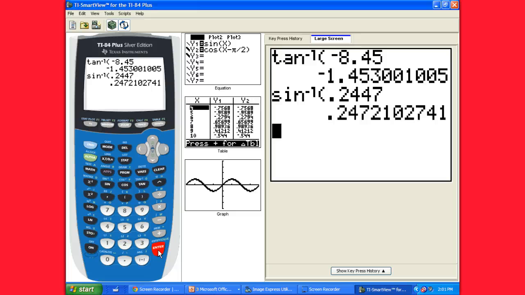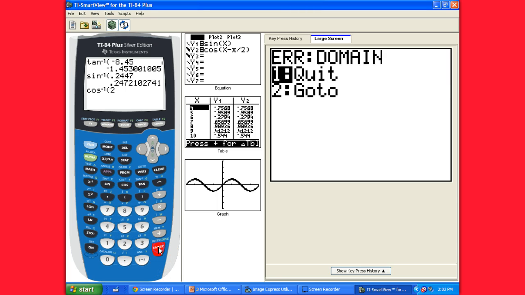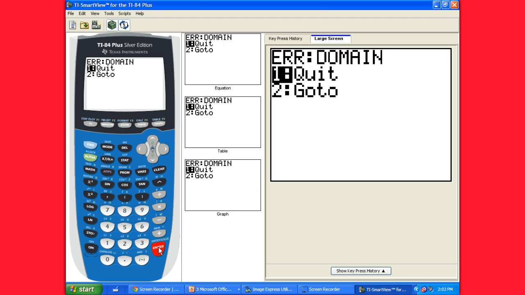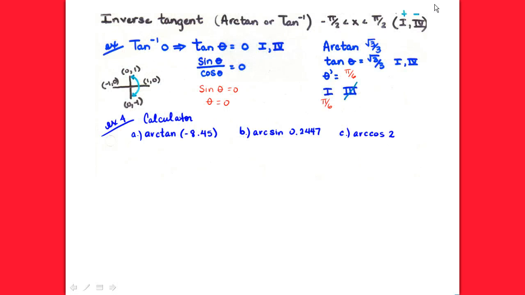All right, and then the last one that they gave us was arc cosine of 2. So I'm going to do inverse cosine of 2. And when I do, I get an error message. And it says error domain. Throw that into your scientific calculator and see what the error message gives you there as well, so that you'll know how to recognize it.